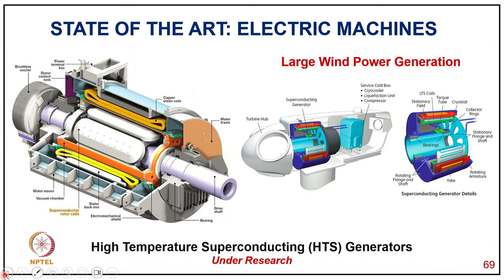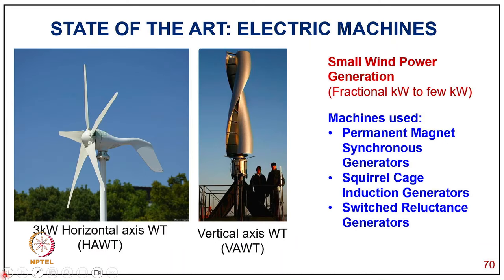Another large wind generator is the high temperature superconducting generator, which is typically under research because it gives a very high efficiency of the machine. Then of course both kinds of turbine generators, with the permanent magnet synchronous generator and squirrel cage generator, come with the horizontal axis turbine and vertical axis turbine. Of course, vertical axis turbines are normally used in places where there is sand, like typically in the Middle East, and the horizontal axis are used in different parts of the world.